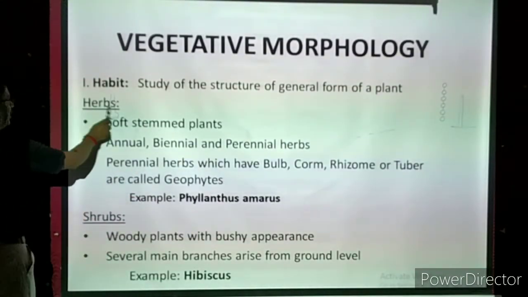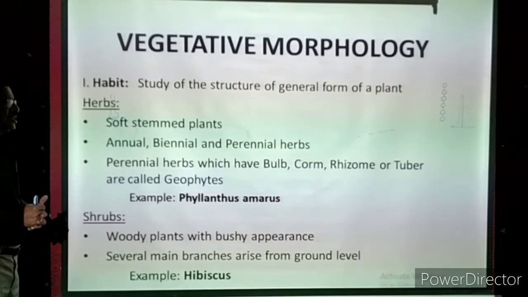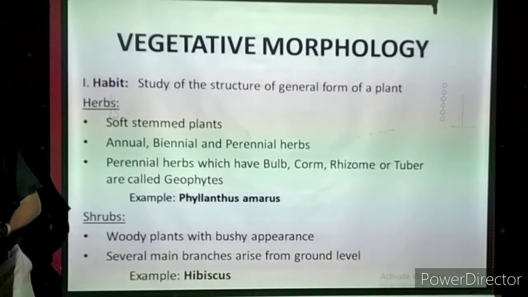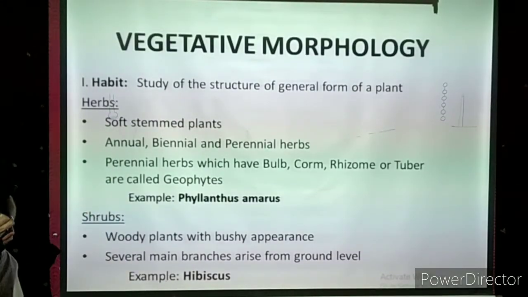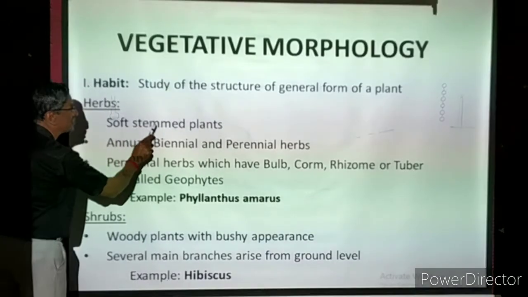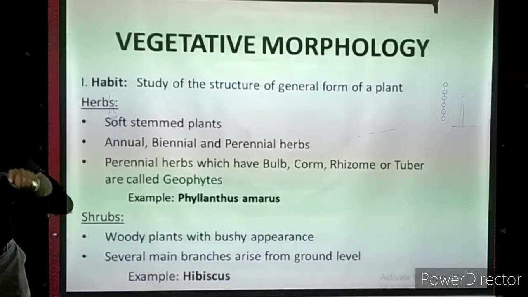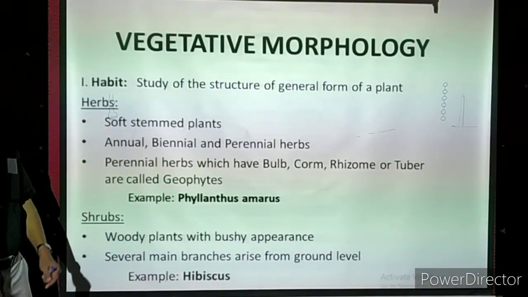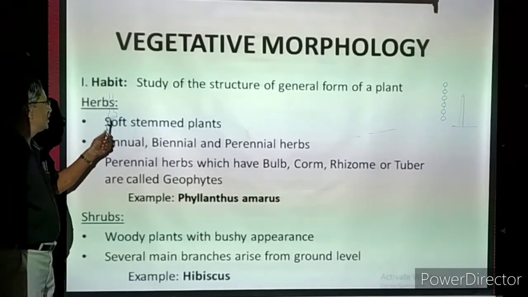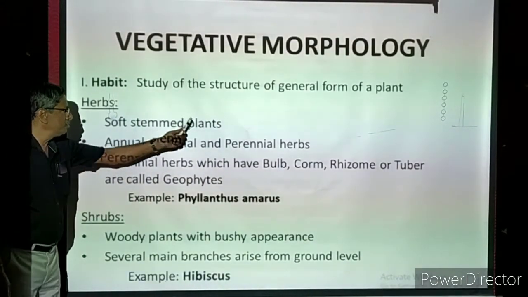Now what are herbs? We have to see. Normally the herbs are very short plants. They are not growing very tall. They are not growing very big. Very small plants we can call herbs. But these herbs are having a soft stem. The stem will be soft. You can bend it very easily. Okay, we are not breaking it, but we can easily bend. So the stem is very soft. So they are soft stemmed plants.